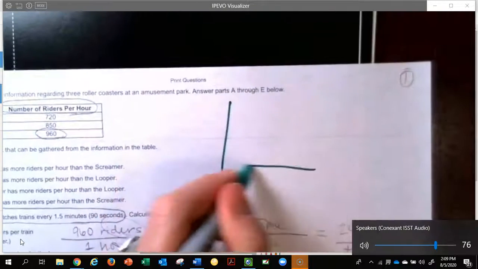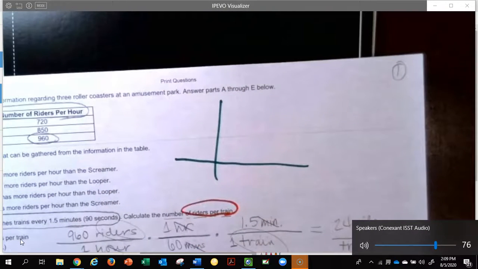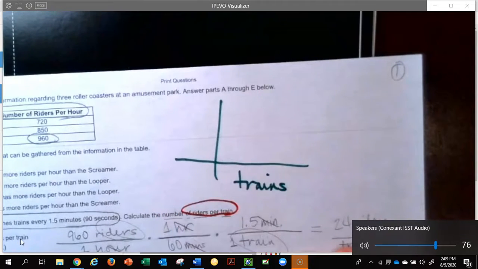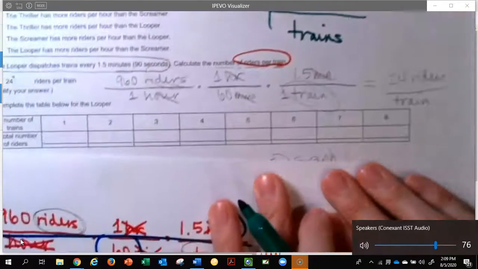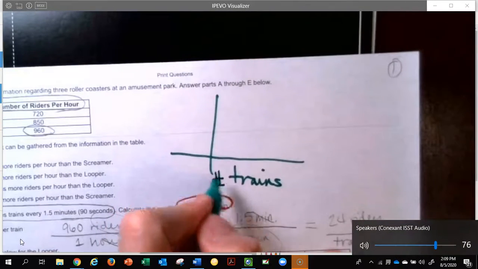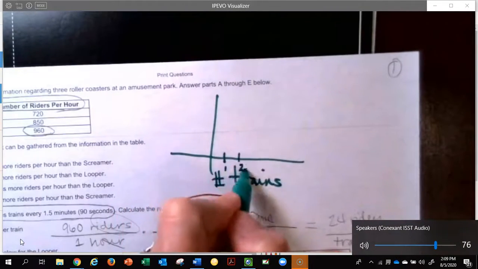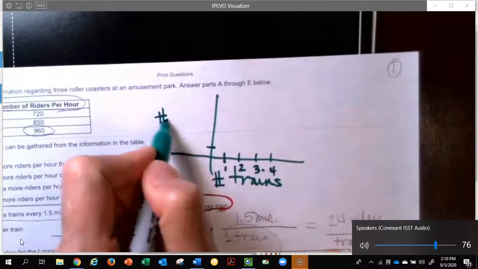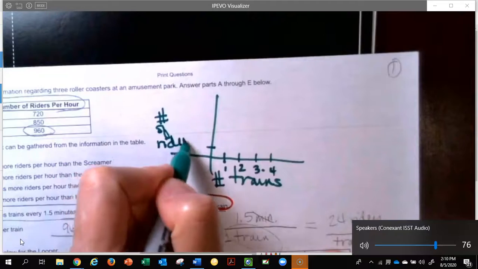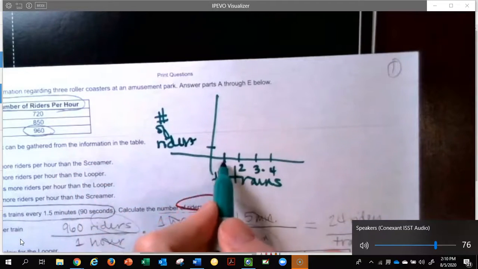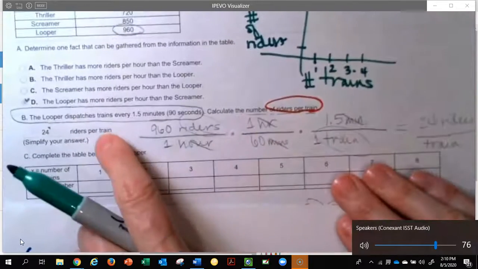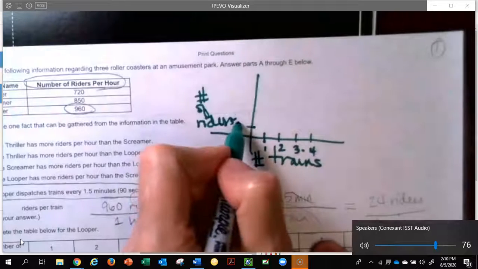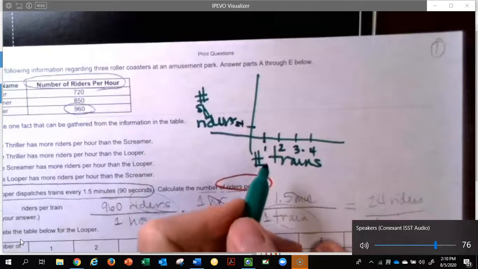So when you're dealing with problems that are having two variables, I like to see a graph. And so it says X would be my number of trains and Y would be the number of riders. So this is the number of trains, like 1 train, 2 trains, 3 trains, etc. And then the number of riders. And so I need to know, for 1 train, what do I have? Well, I just found out for 1 train I have 24. So watch me be lazy and put that one at 24.